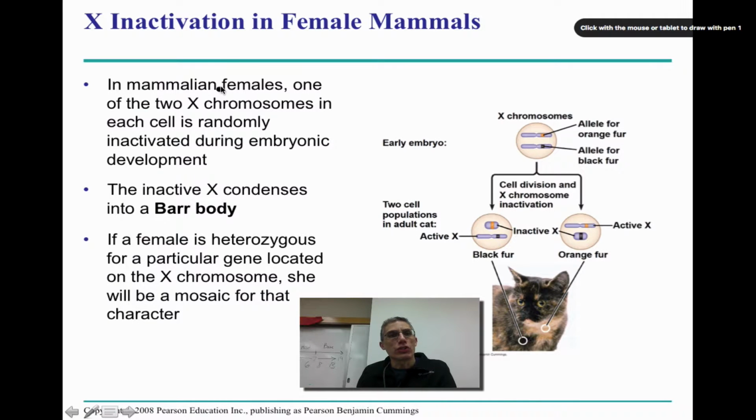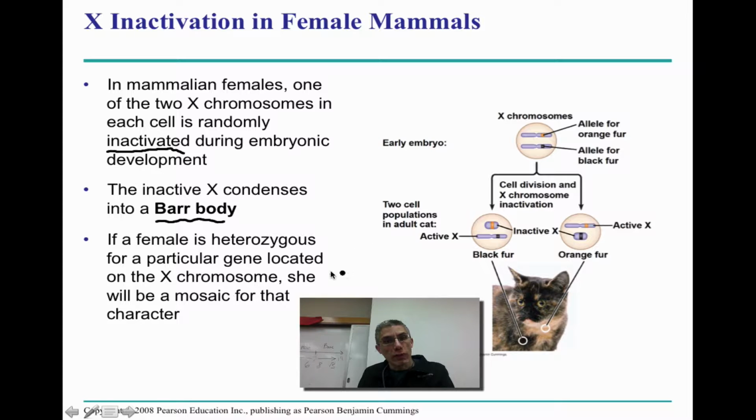Now when you have sex-linked genes in mammals, typically one of the two X chromosomes in the female is going to be randomly inactivated. In other words, it's turned off during embryonic development. When that occurs, this inactive X condenses, becomes smaller, and we refer to it as a Barr body. So if a female is heterozygous for a particular gene located on the X chromosome, she will be considered a mosaic for whatever character is located on that X.